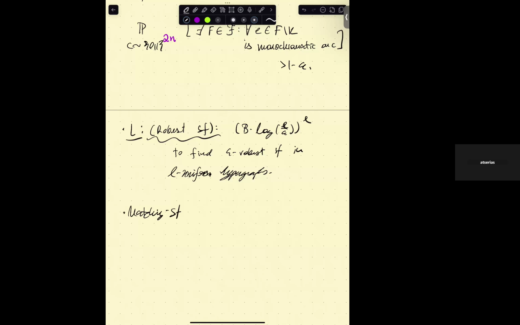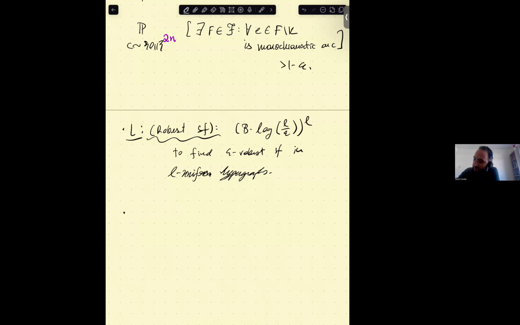Excuse me, can you read the bound in words? Because I can't read it very well. Sorry. Yeah. So I can try to write it again. So this is log L over epsilon to the L. Okay. And the thing in front, is it a constant or what is this? B is a constant. Okay, thank you. B is a universal constant.